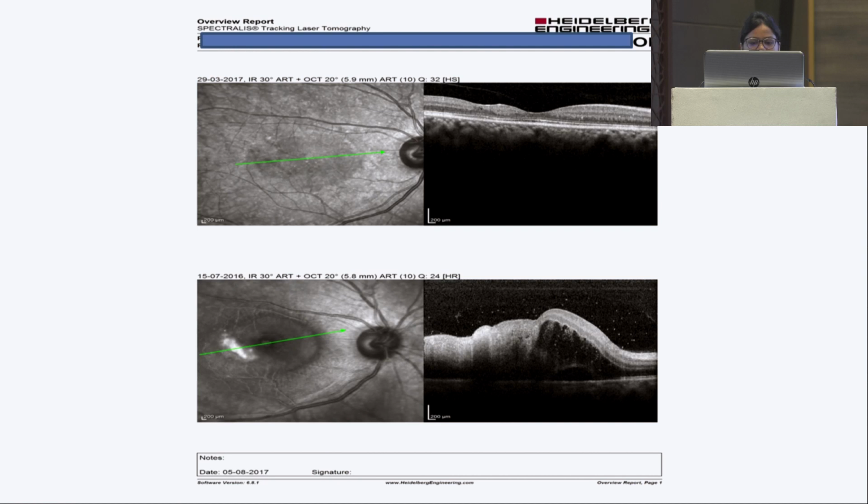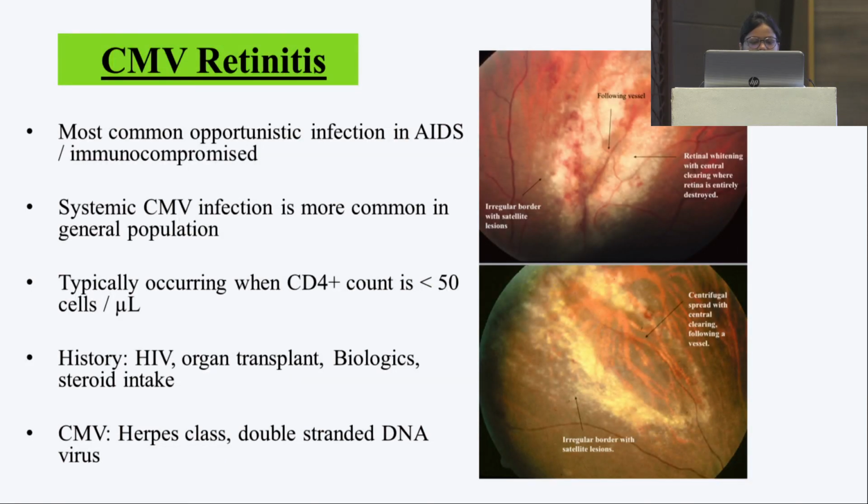So on OCT, if we take a scan through that lesion, we can see the presence of thickened retina along with increased hyperreflectivity, whereas the choroid will appear completely normal. So now I'm going to discuss some of the important viral retinitis causes.